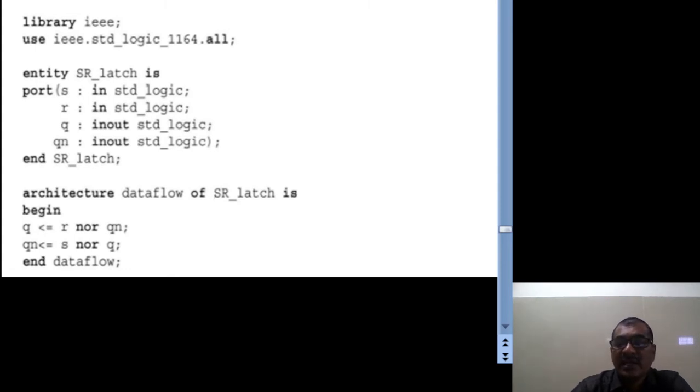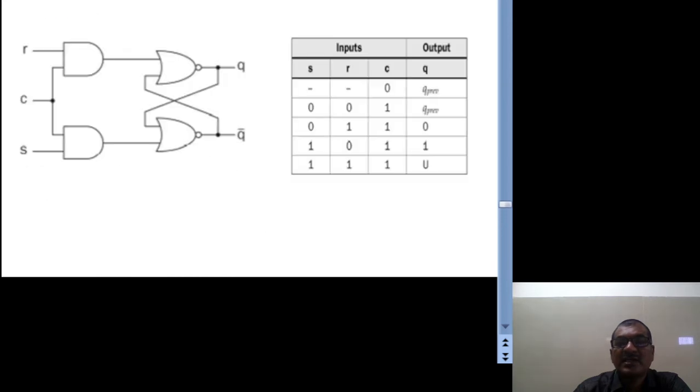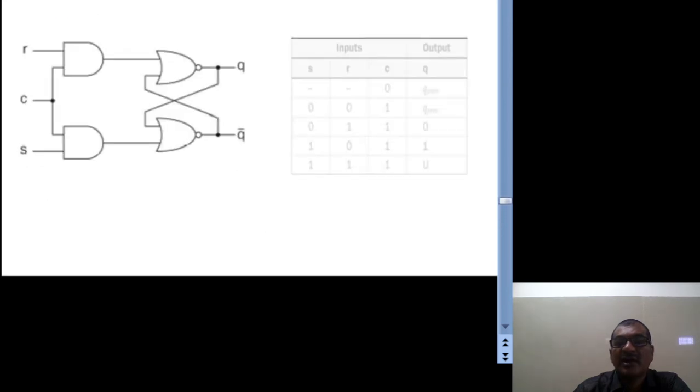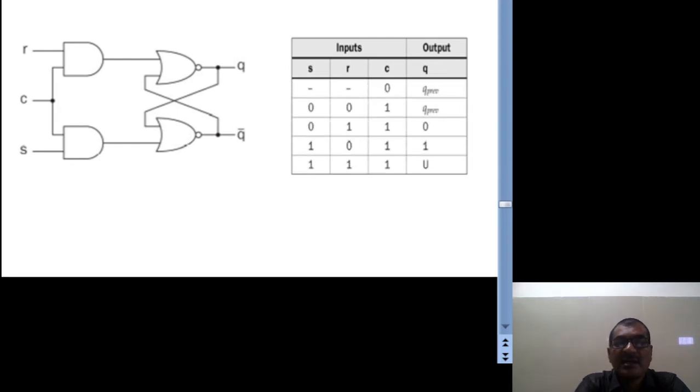Then coming to another model of latch, which uses a clock signal. The SR latch can be explained with it. What is the purpose of the clock signal? In order to get synchronous operation, generally a clock signal is used as an input. Only if the clock is 1 does the latch show its action, otherwise nothing.